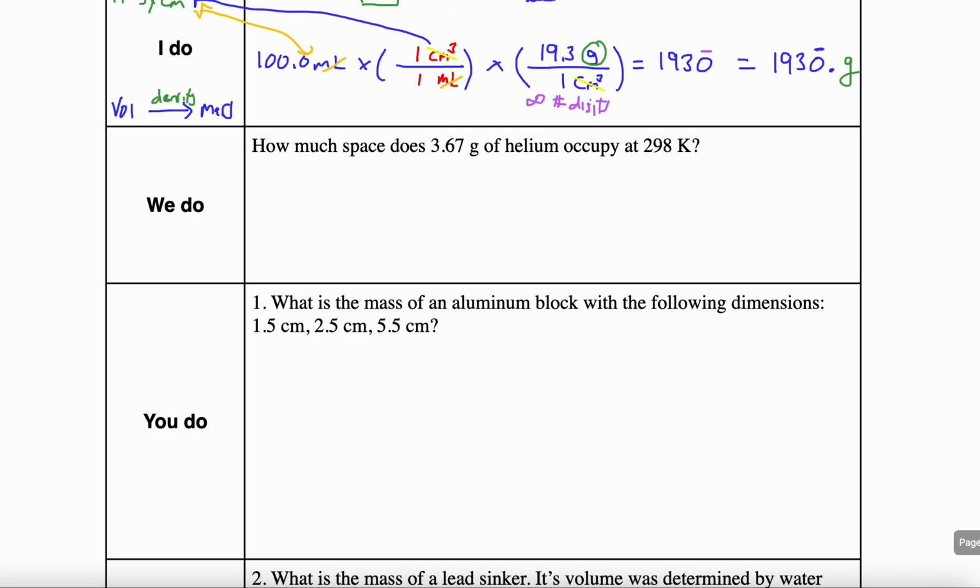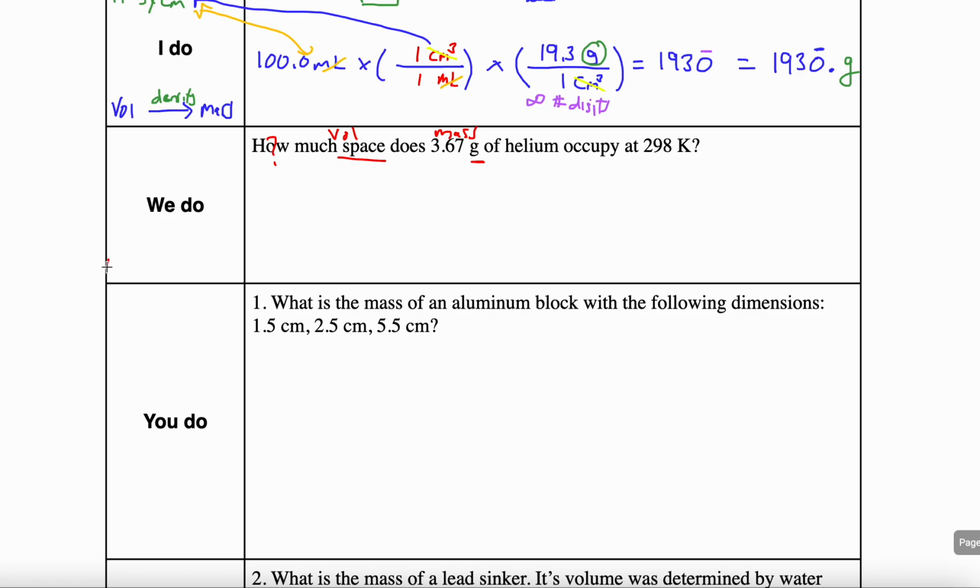Okay, here we go. Last problem here that I'll go through. So it says, how much space? Now, space is just another way of saying volume. So how much volume does 3.67 Gs? So I see a number tagged with a G, so this represents mass of helium. So how much space does 3.67 grams of helium occupy at this temperature?